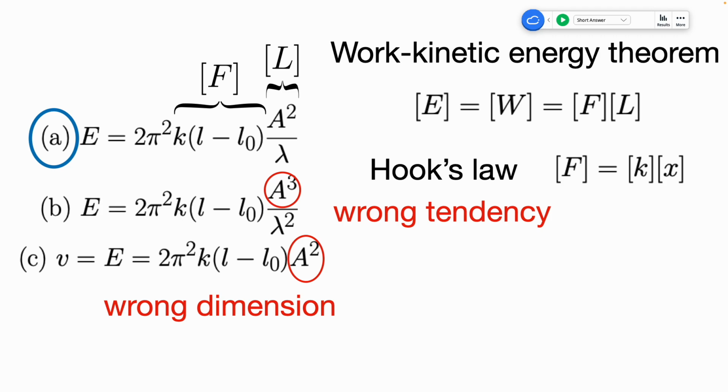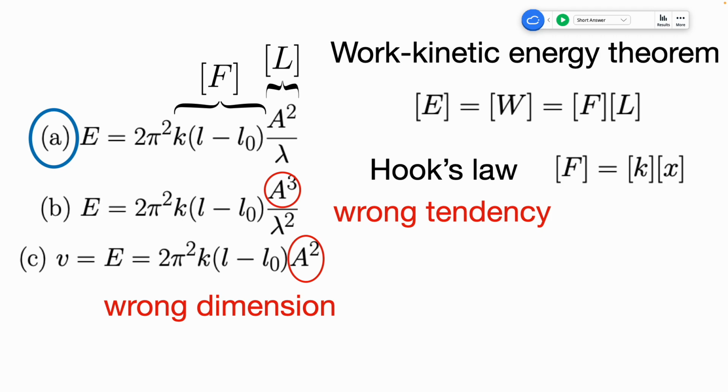Is the L minus L0 period, or what is the? So L is the total length of the spring. L naught is the natural length of the spring. Hooke's law tells you the force is the constant times the extension of the length, not just the total length.